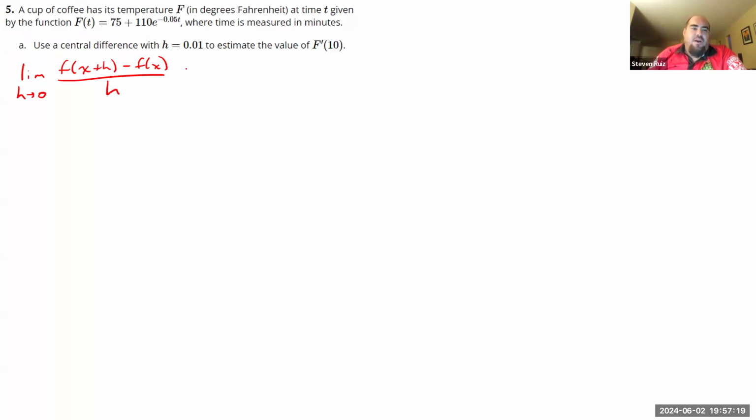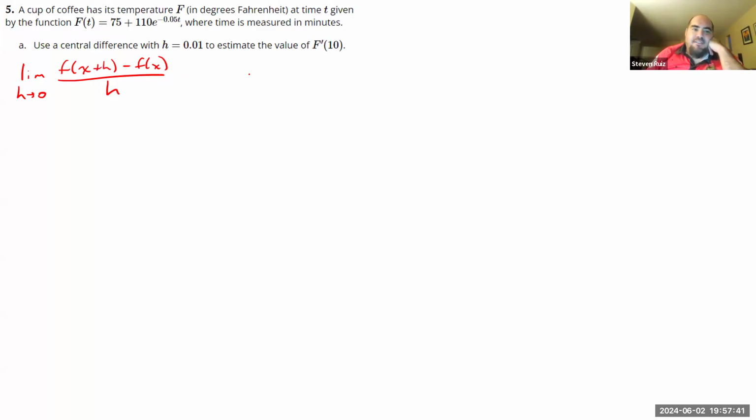What is our change in y values divided by some change in h values? The thing that makes it a derivative is the fact that we're trying to make h as small as possible, to see what happens as h approaches 0. So this is the more standard one, the one that's definitely more common to you, the limit definition of a derivative.